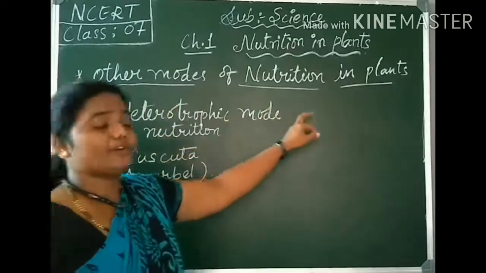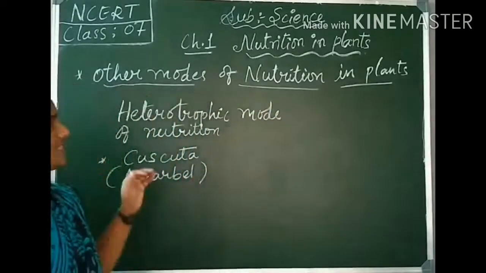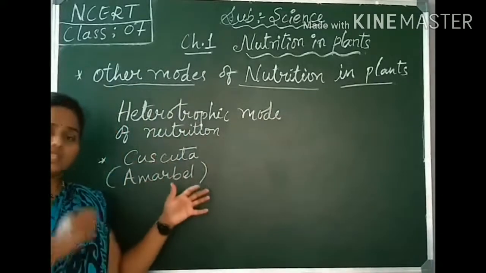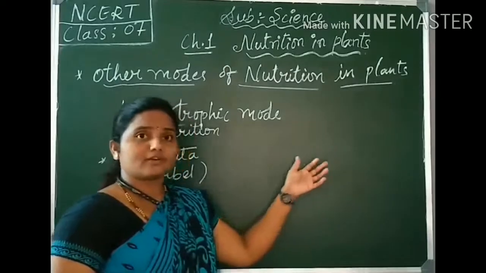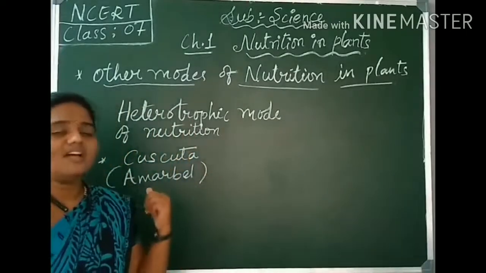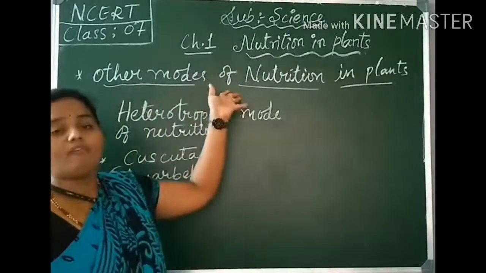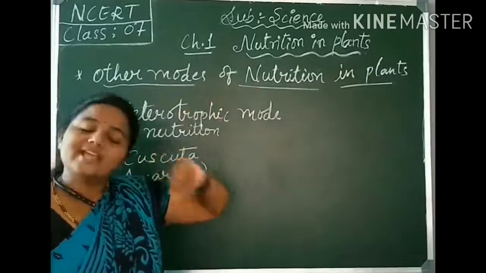Other modes of nutrition in plants. Generally, plants are autotrophs. They prepare their own food. Is there any other way of preparing nutrition? Yes, of course, children.